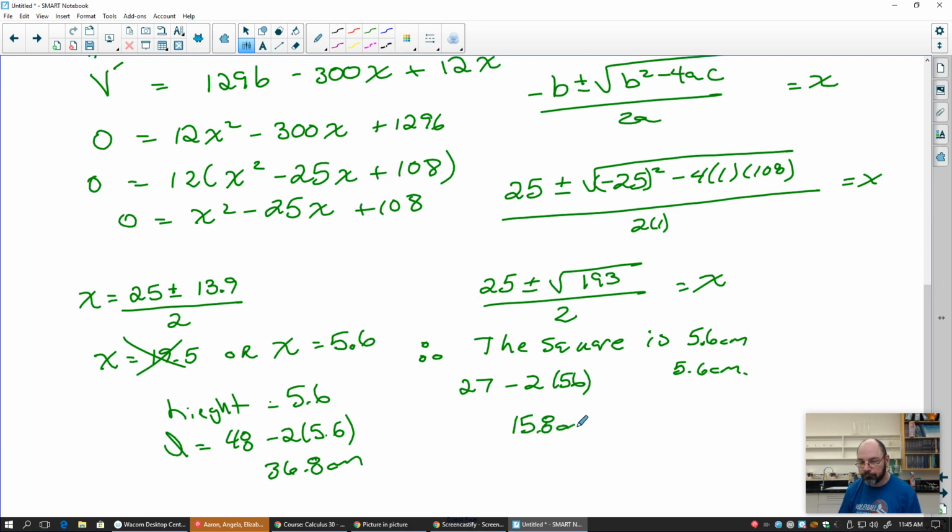Okay, so there is our cut. Square is 5.6 by 5.6. Our dimensions are 5.6 high, 36.8 long, and 15.8 wide. And we can multiply all three together if we needed to find the volume as well to get our max volume.